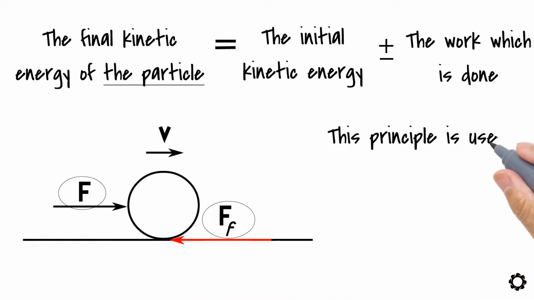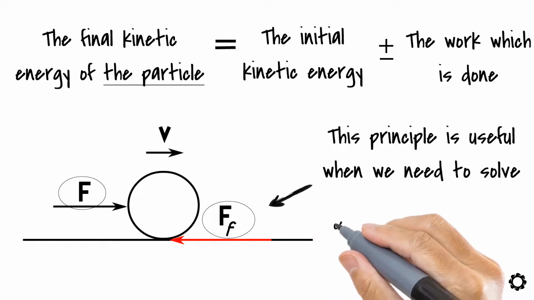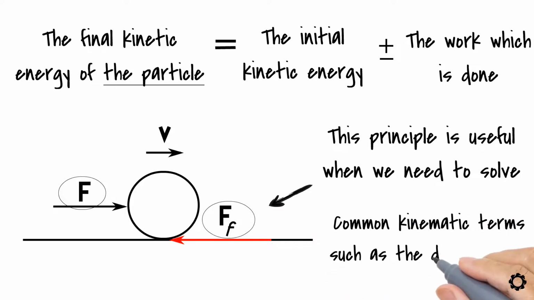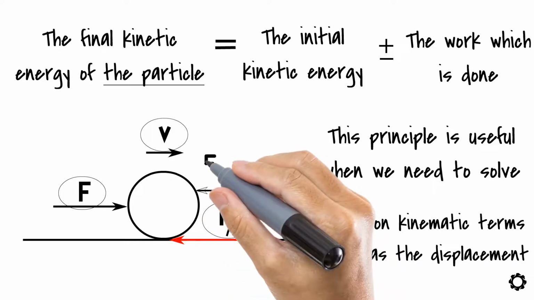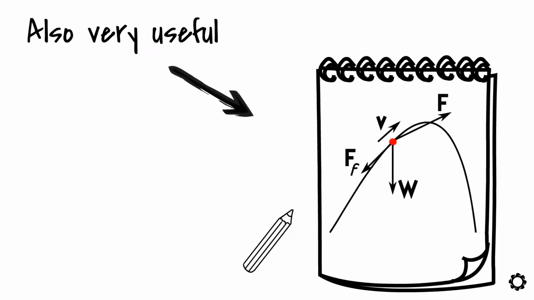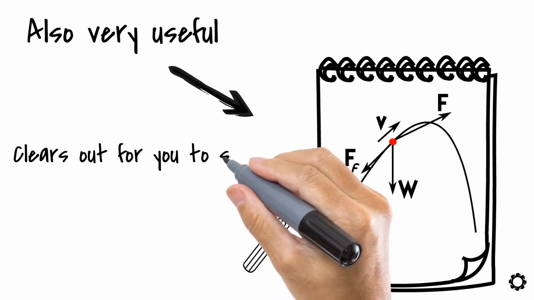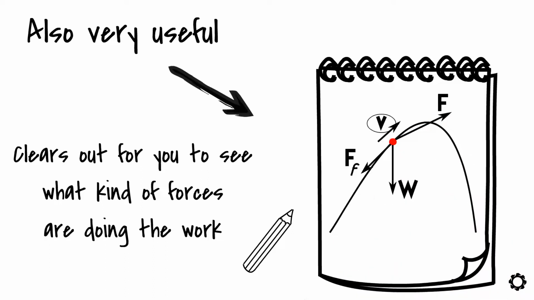This principle is useful when we need to solve the kinds of kinetic problems which include common kinematic terms, such as the displacement and velocity of the particle, and also the applied external resultant force. Most often, in these kinds of problems, it is also very useful if you draw the free body diagram of the particle, because this usually makes it clear to see what kind of forces are doing the work in order to move the particle.